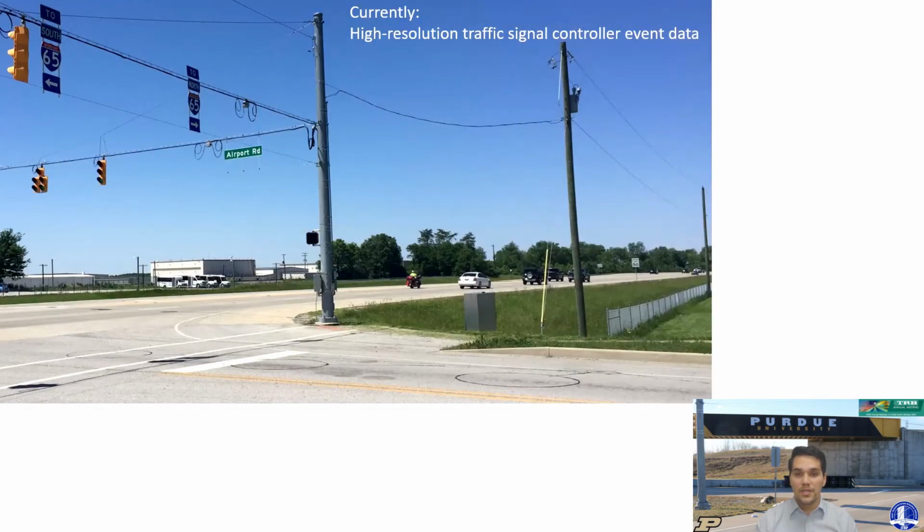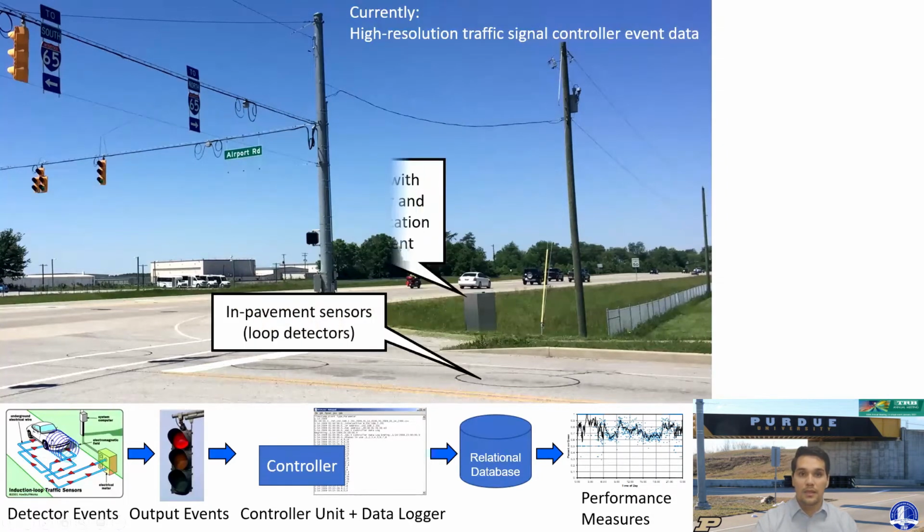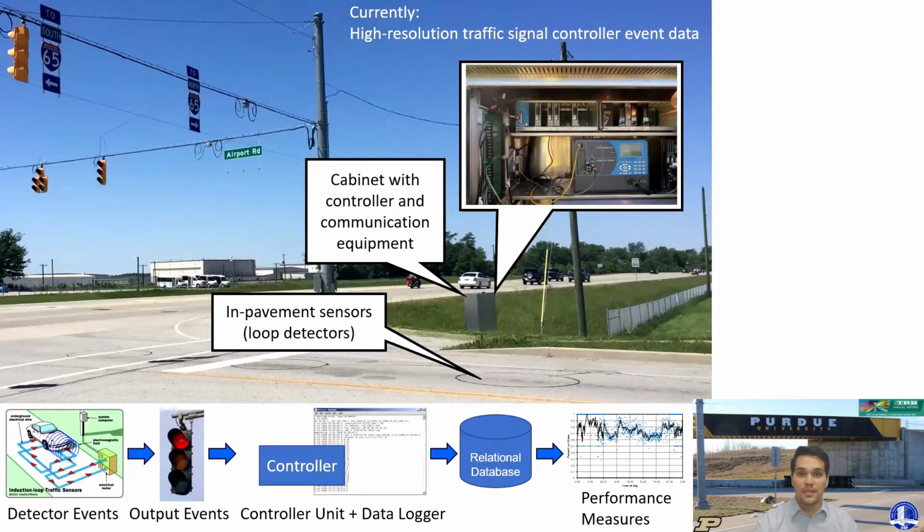Currently, these performance measures are calculated from high-resolution traffic signal controller event data, which provides information on an intersection-by-intersection basis and requires a significant capital investment. For these performance measures, we need the information from detector events and output events that are sent to a controller that's saving this information in data loggers. After this, the information is sent to a relational database from where we can then calculate performance measures. These are a couple of examples of equipment that's needed for this type of performance measures.